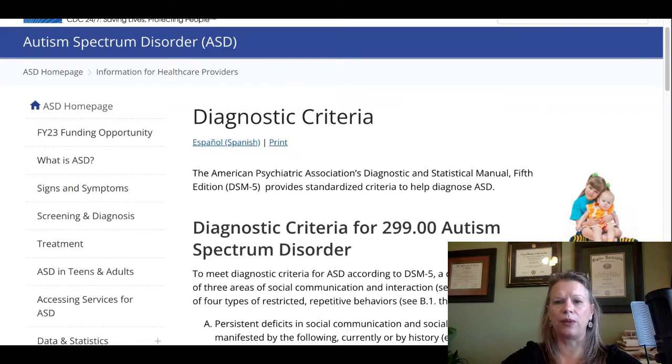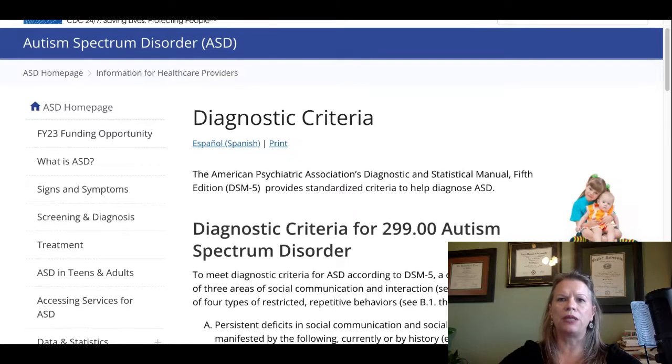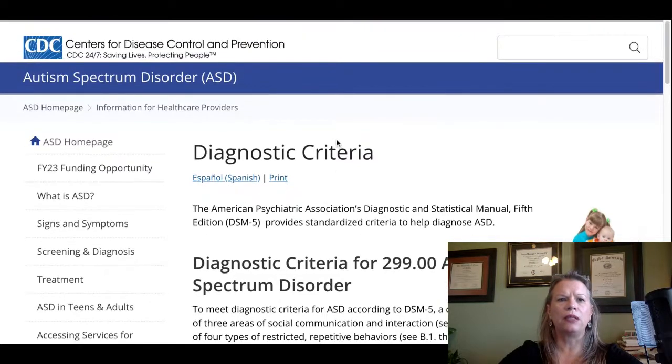Specifically, I want to talk about autism spectrum disorder. I have pulled up the link to the diagnostic criteria. This is from the Centers for Disease Control and Prevention, the CDC, and it is the diagnostic criteria for autism spectrum disorder. The only reason I have it pulled up is because I would like you very much to take a look at this.